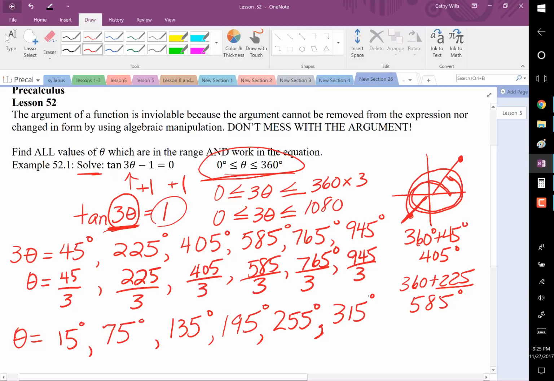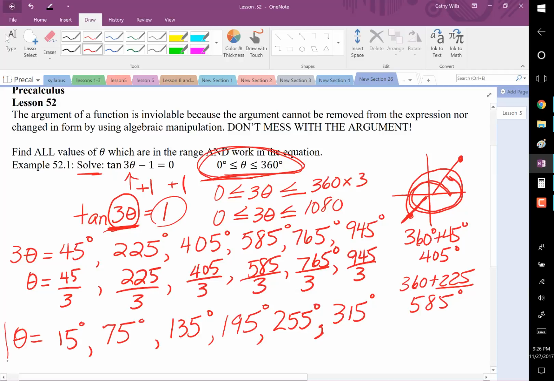And that's as far as you can go, because if you spin around the circle 3 times, that's 360 times 3, so 1080 plus 45, that's 1125. If you divide that by 3, you get 375, which is out of the range.